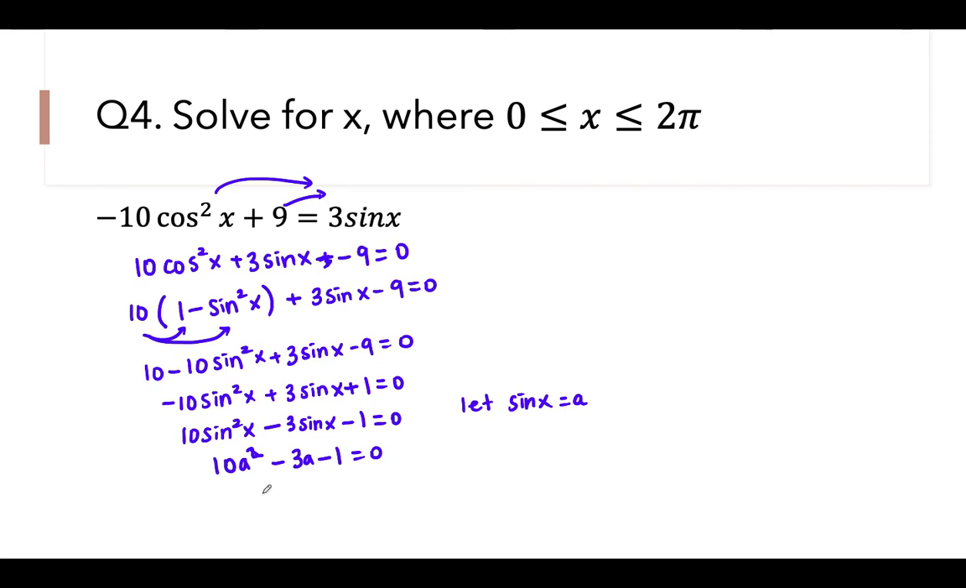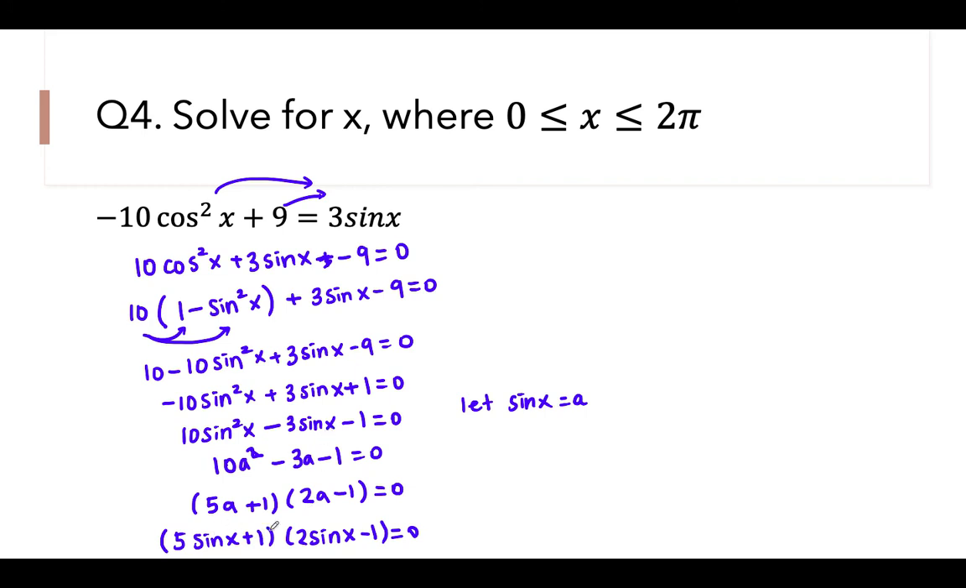So if you can factor it, it's going to be using product and sum and decomposition. It's going to look like (5a + 1)(2a - 1) = 0. So let's replace a with sine. So it's going to be (5 sin x + 1)(2 sin x - 1) = 0. Okay, so we're almost done.